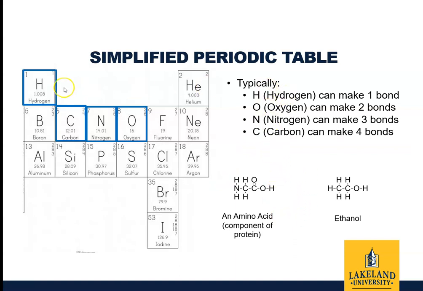Something to note about this and where they are put on this little table here. Typically, hydrogen will, and I mentioned a couple slides ago that we have covalent bonds, where these elements will share electrons with each other. Hydrogen will typically make one bond, oxygen two, nitrogen three, and carbon four. So we have these different elements making different numbers of bonds.